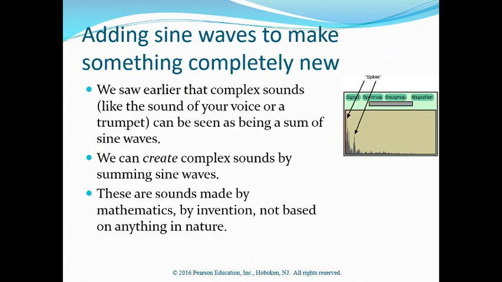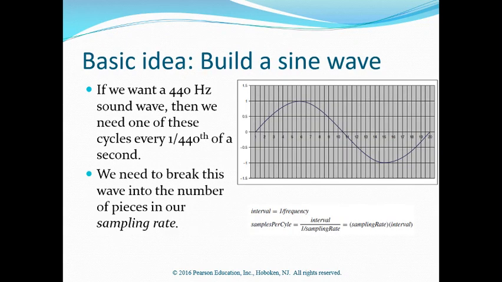Adding sine waves to make something completely new. We saw earlier that complex sounds like the sound of your voice or a trumpet can be seen as being a sum of sine waves. We can create complex sounds by summing sine waves together. These are sounds made by mathematics, by invention, not by anything in nature. So to build a sound wave, we want a 440 hertz sound wave. Then we need one of these cycles every 1 over 440th of a second. We need to break this wave into the number of pieces in our sampling rate.